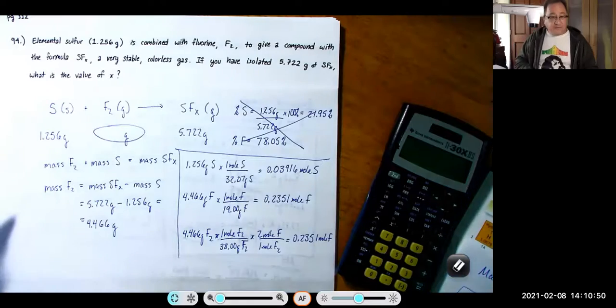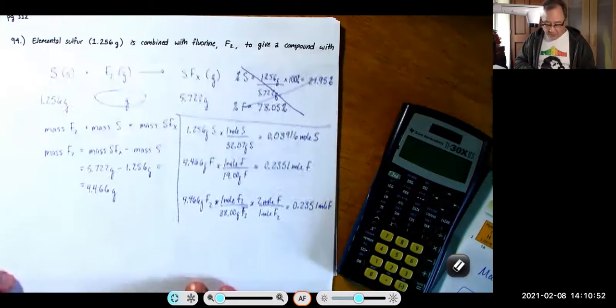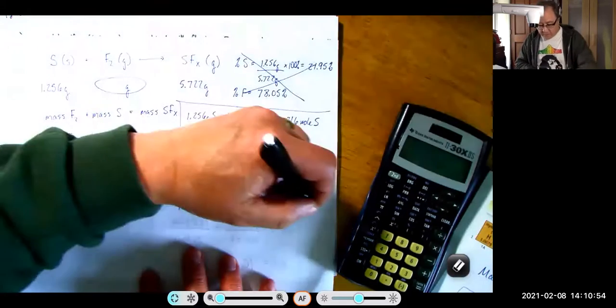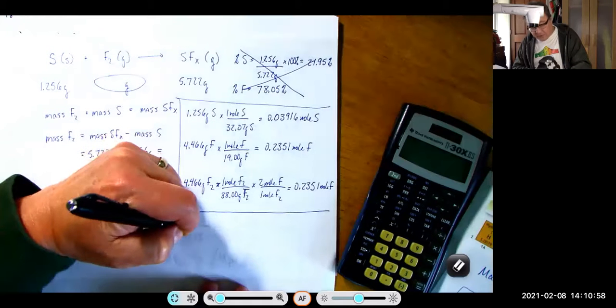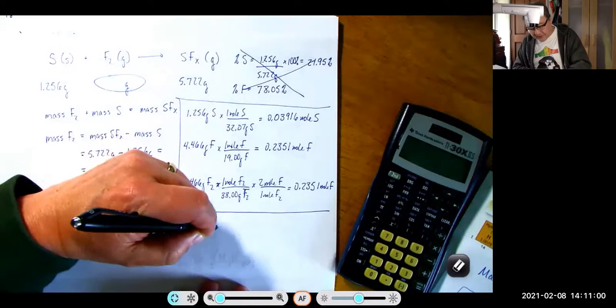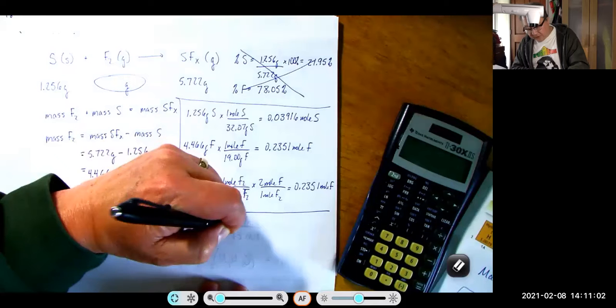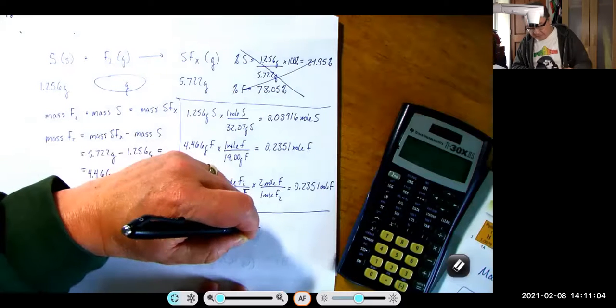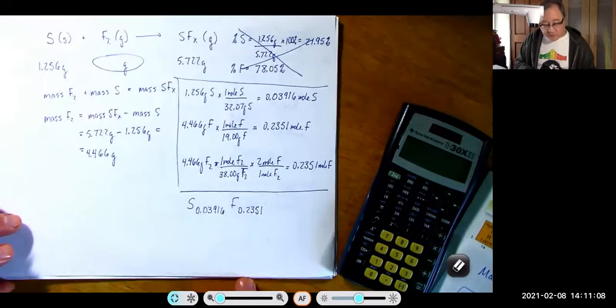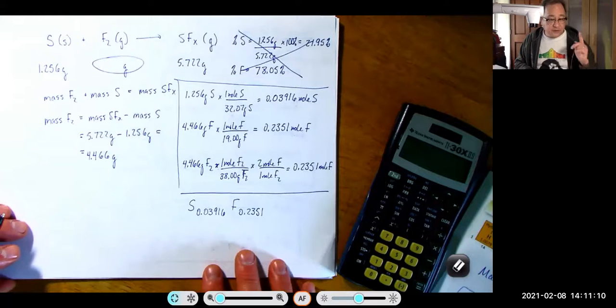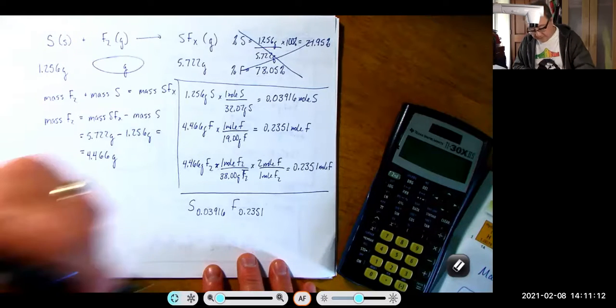So now I'm going to take the next step, which would be to say, I've got sulfur 0.03916 and fluorine 0.2351. Which number do we divide by, the smaller or the larger? Smaller.